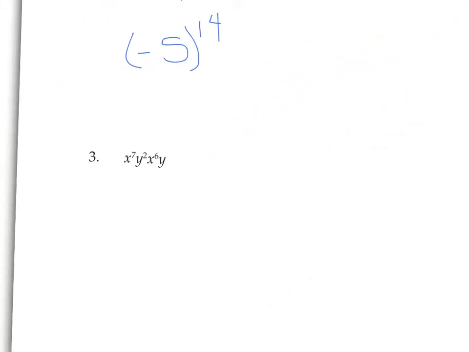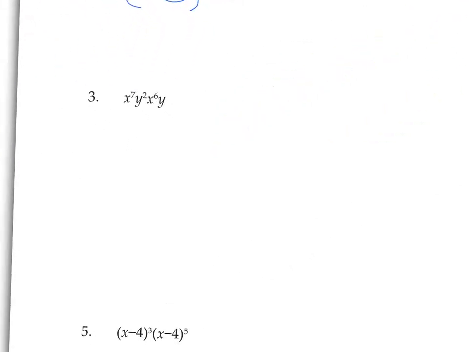In number 3, there are two bases. x to the 7, y squared, x to the 6, y. Okay, and there's no exponent on the y. When you see no exponent, it's implied to be an exponent of 1.